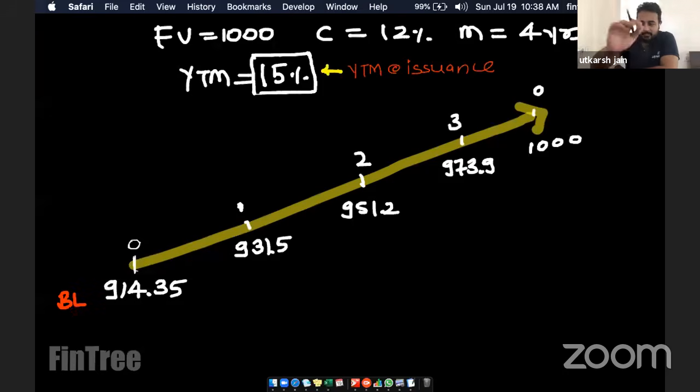So let's do a little bit of math. First year, what is the amount of coupon you received? At year one, as a bondholder, what is the amount of coupon you received? 120. But is there also some other type of earning here? Are you earning from some other sources as well, apart from this 120?